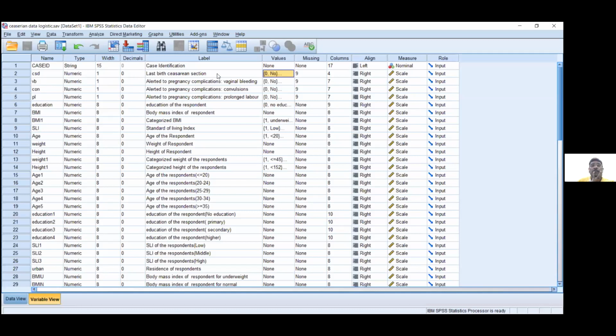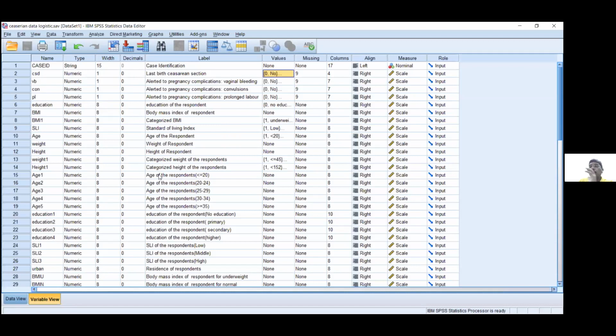These are the various reproductive complications or pregnancy complications: vaginal bleeding, convulsions, prolonged labor. Education, BMI, this is the categorized BMI. SLI, standard of living index, age of respondent, weight of respondent, height of respondent, and these are the various categories. And these are the different categories.